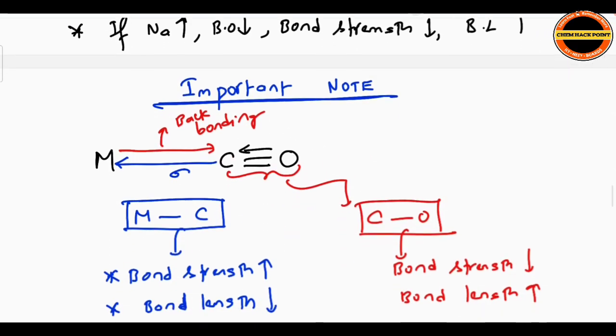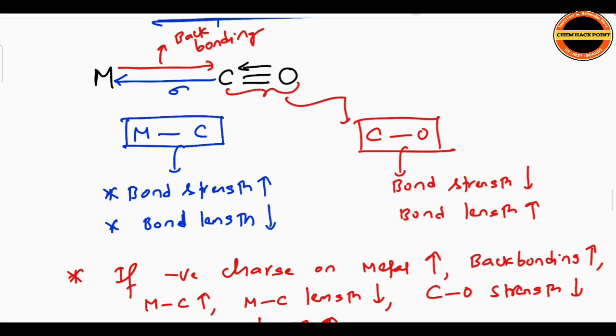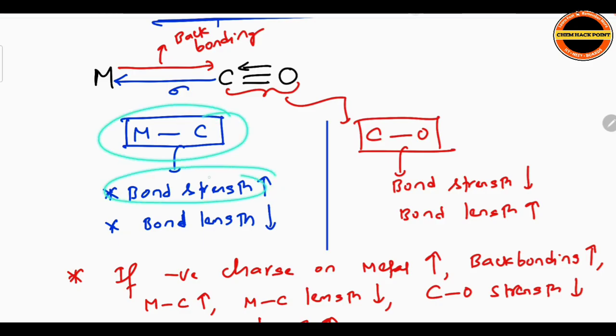Very important note. Here there is a metal-carbon bond and then carbon monoxide, and between carbon and oxygen there is another bond, the CO bond. If we carefully observe, the metal-carbon bond strength is increasing. Why? A double bond is created because of back bonding. Bond length decreases because it is inversely proportional. The double bond is shorter than a single bond.